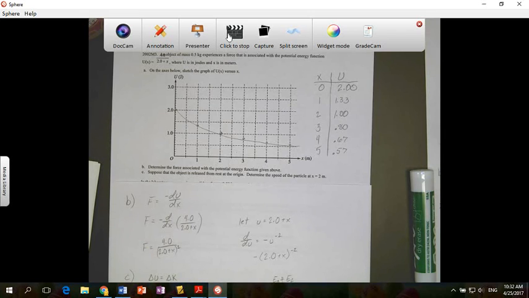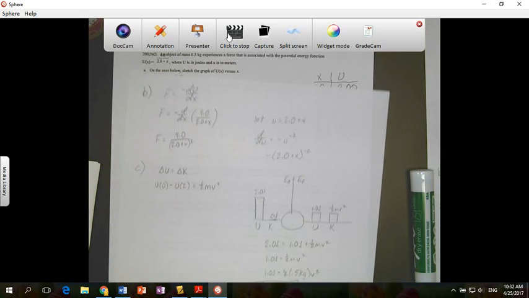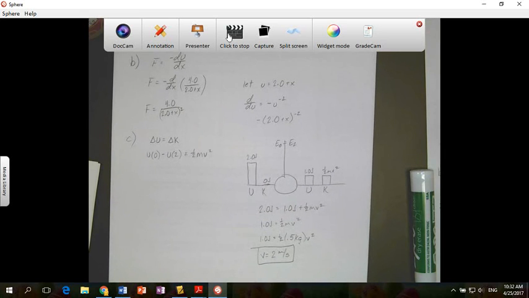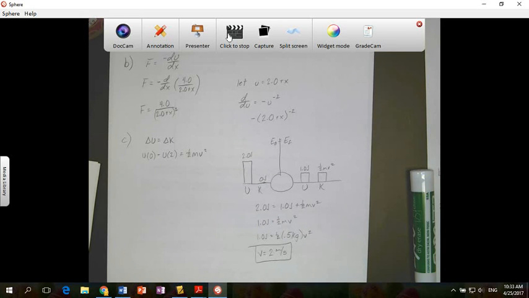For C, you're supposed to find the speed of the particle at x equals 2 meters. So I did conservation of energy here. And there needs to be some statement of conservation of energy. You can't just plug into 1/2 mv squared. You could use the work-kinetic energy theorem. I did energy, and I wanted to show you how you can use an energy diagram to solve this.